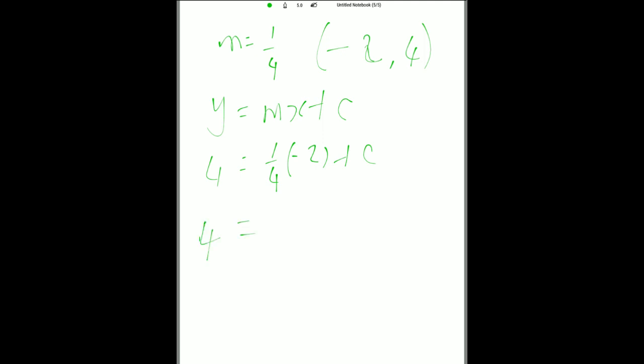So let's simplify a bit. We have 4 equals negative 1 over 2 plus c, which implies that c is equal to 4.5. So the equation of the normal would be y equals x over 4 plus 4.5. And that is the equation of the normal. And you carry out that.